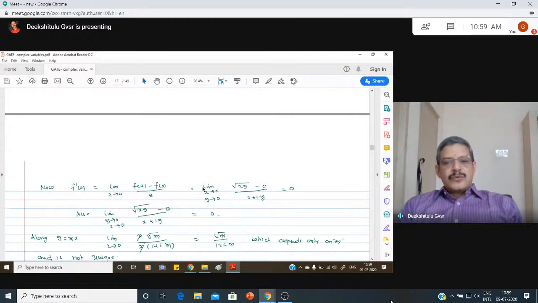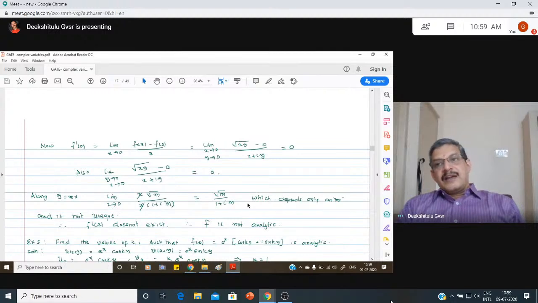First, let us say x goes to 0. So this becomes 0. Okay, very good. And now first let y go to 0 and then x go to 0. Again, square root of xy minus 0 by x plus iy. Again, when y goes to 0, the whole thing becomes 0. So both the limits are equal. It's not enough. You have to check along other curves also.